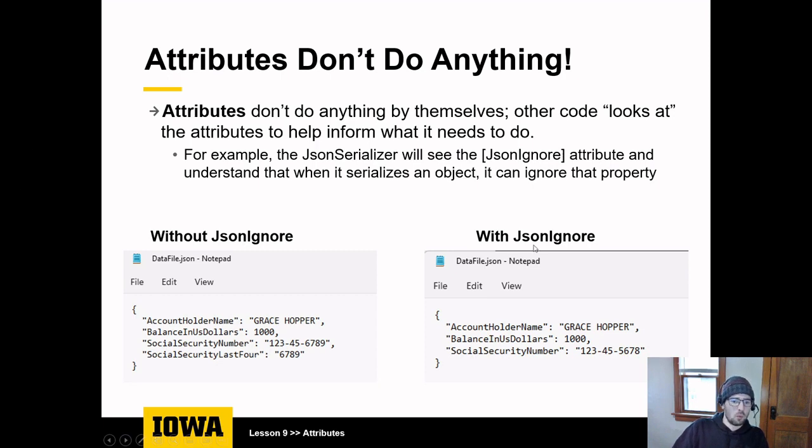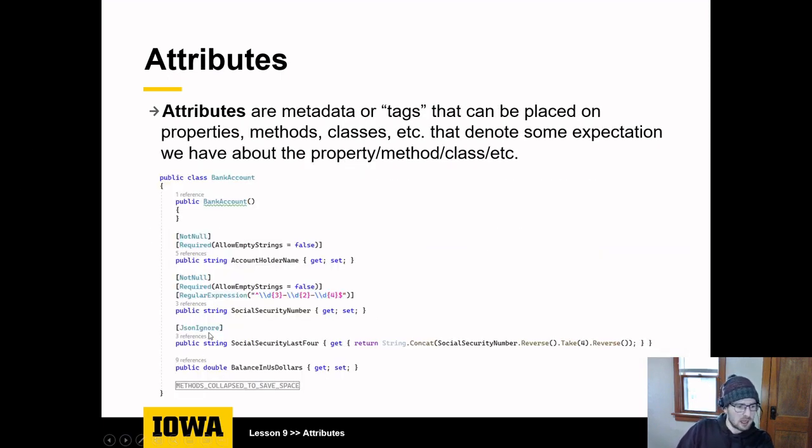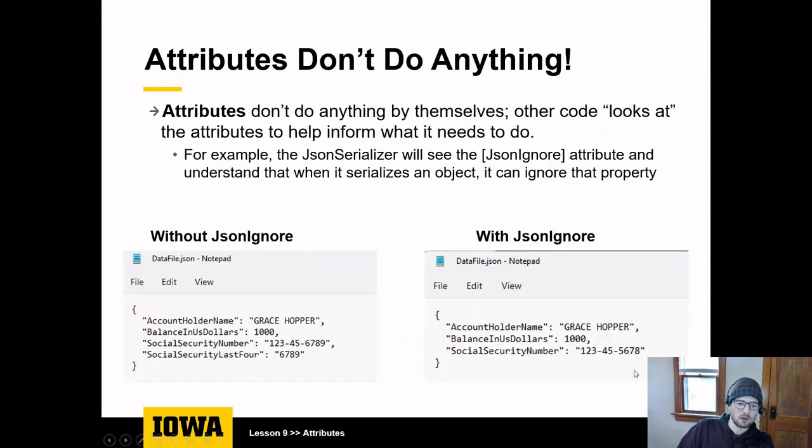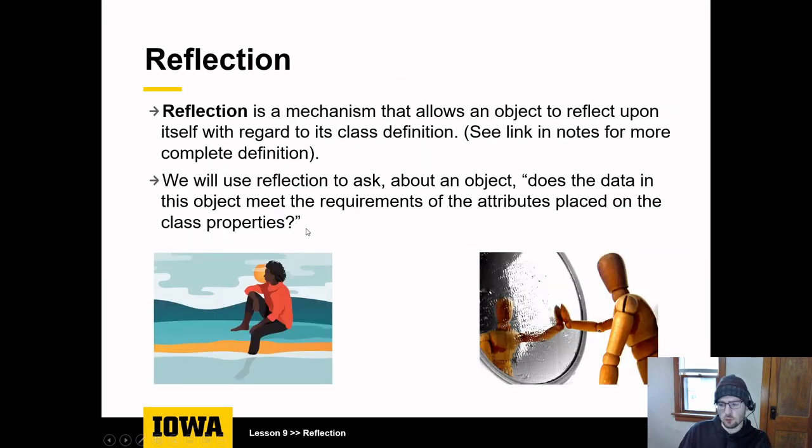So with the JSON ignore attribute on here, we get a result from the JSON serializer that looks like this. And without the JSON ignore attribute, we get the full result where we are still serializing the last 4 of the social, even though that's not necessary. Okay, so that's what attributes are for. And again, because they don't do anything, we kind of need to introduce a new idea here, and that idea is reflection.